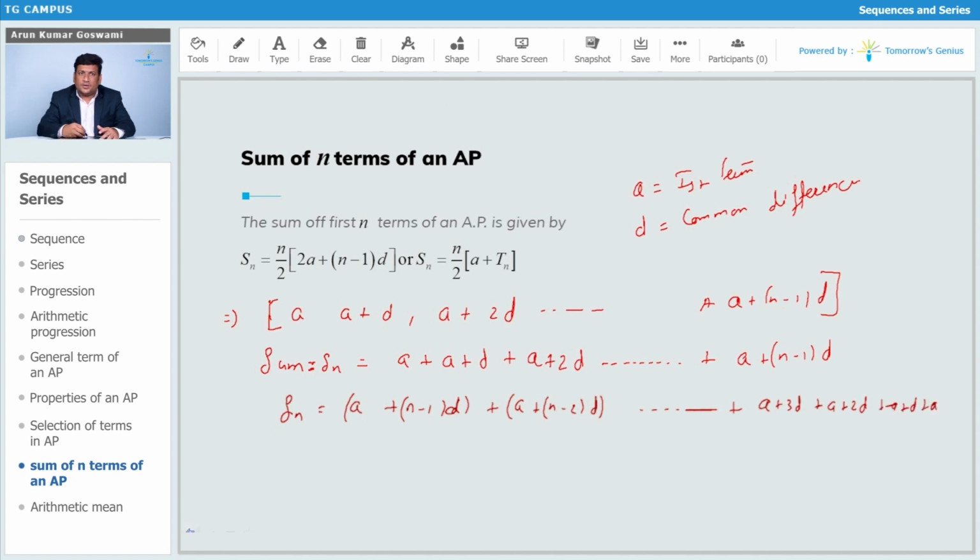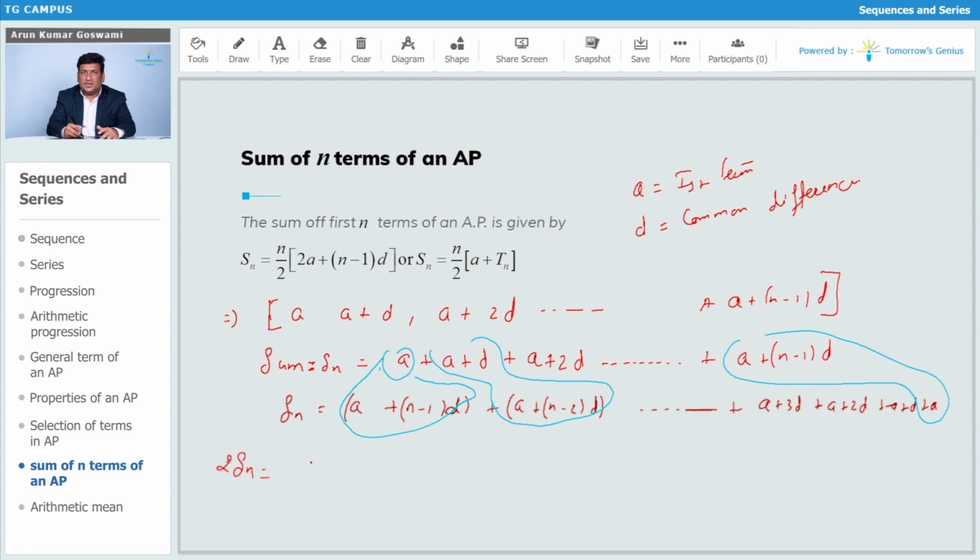Why am I doing this part? Because I want to add these and develop my sum formula. So for that purpose, I will add both equation 1 and equation 2, but I will add in this way: the first term of this and this will be added together. Similarly these two will be added together, like that I'm adding, and from the last again these two will be added together. So Sn plus Sn will be 2Sn.